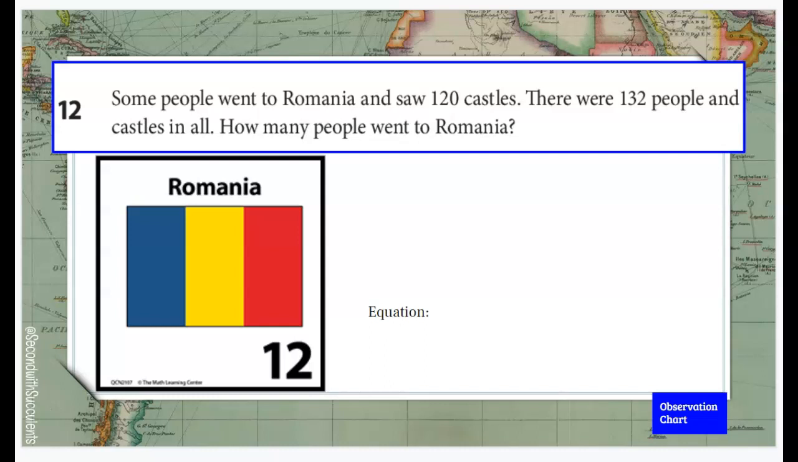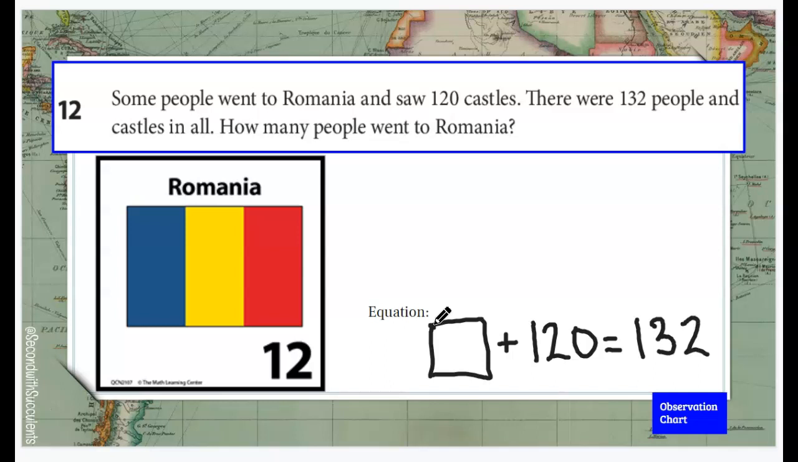Show a connection if your equation looked like this. Some people went to Romania. They saw 120 castles. There were 132 people and castles in all. How many people went to Romania? Good thinking. Now I want you to use a strategy to solve this problem.